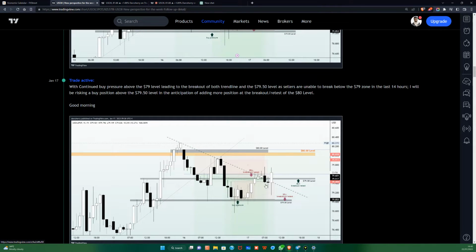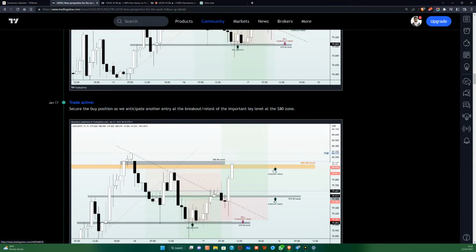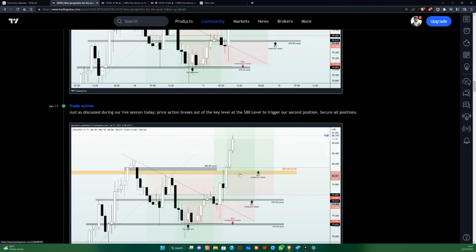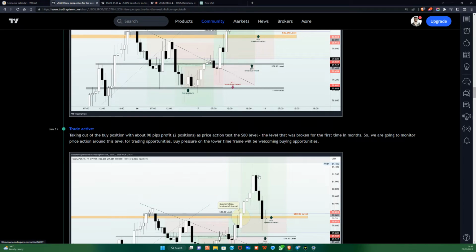We saw price action break out of the trend line, retest the structure, and our buy position was triggered at that point. Then we continued to ride the move all the way up, with the hopes that we would be having another position at the breakout of the $80 level. And that was exactly what happened. Price action broke out of that structure. We advised that we move our stop loss accordingly to lock in some profit. Then afterwards, we saw some selling pressure come in to take us out of our position with about 90 pips on two positions that we had running.